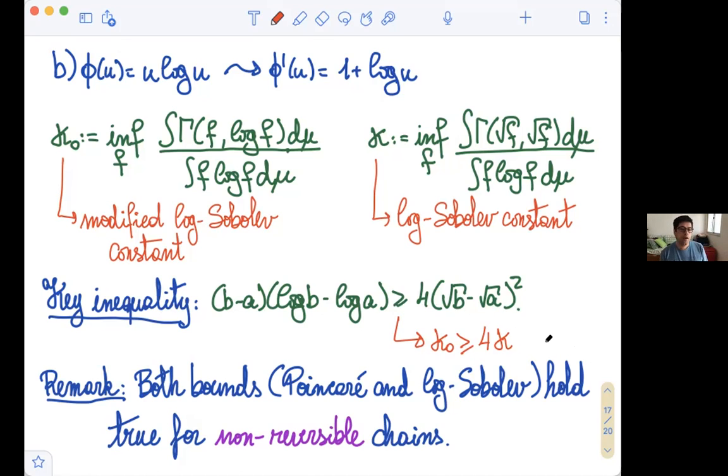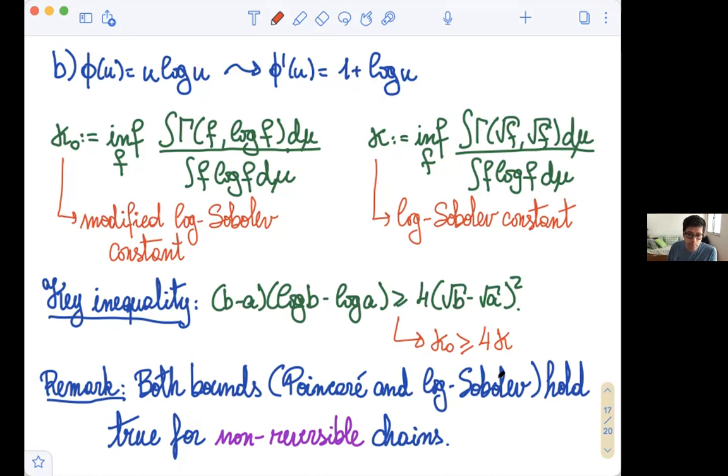So effectively, if you can do the modified log Sobolev constant, you can do the log Sobolev constant. And then anyway you get exponential decay of relative entropy in this case.